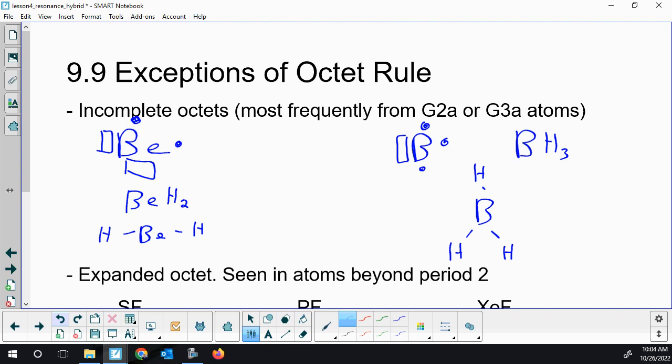You could guess the bond angle when they evenly spread themselves out, and we'll talk about that bond angle in the next lesson and what name of shape we have here. Okay. If you think there's an octet and you think there's a lone pair, you'll have the wrong bond angles and you'll have the wrong shape. So that's incomplete octets.